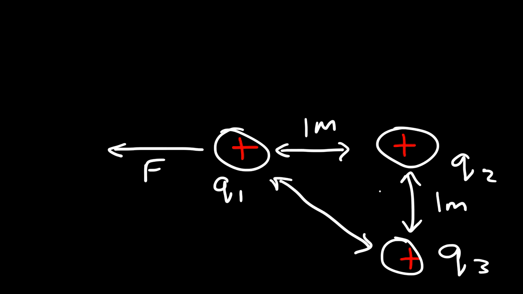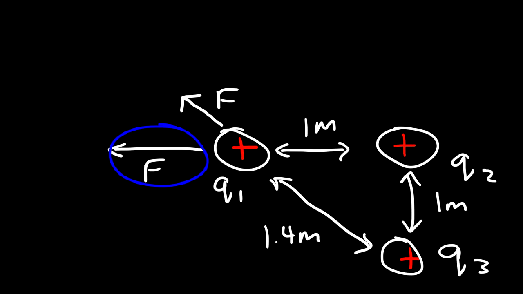And so, because the distance between Q1 and Q3 is greater than that between Q1 and Q2, the force that is exerted on Q1 by Q3 is going to be weaker than this force. But this force will be in this direction, but we should draw a smaller vector. So I'm just going to make that vector smaller. Now, if we were to combine these two vectors, what would we get?